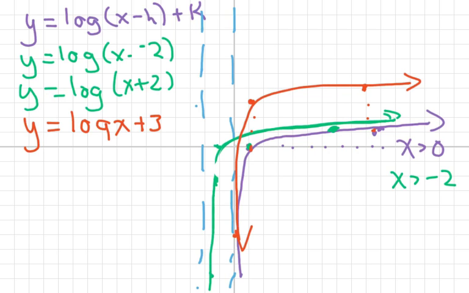In this case, the domain stayed the same. The domain for this is x is greater than 0, because we did a vertical shift, we didn't change the x values. Okay, that's all of the common log. The next one we're going to do is the natural log, which actually is the inverse of y equals e to the x.